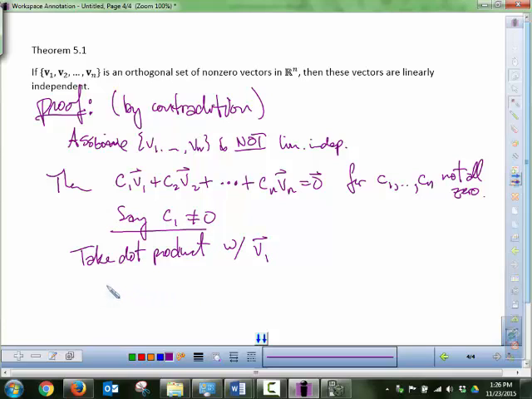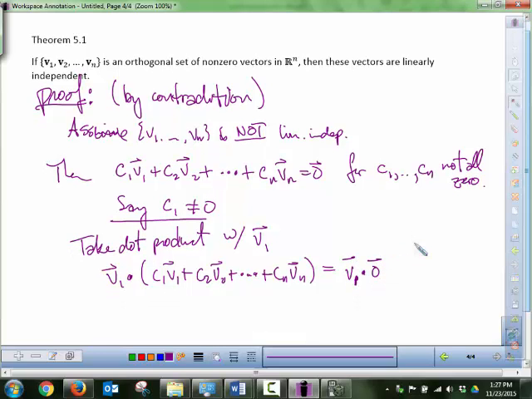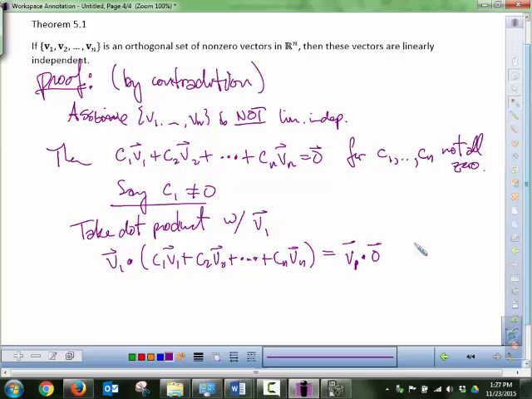So this is what I'll have. I have V1 dotted with this big long vector, C1 V1 plus C2 V2 plus dot dot dot plus Cn Vn, equals V1 dotted with a 0 vector. Okay?